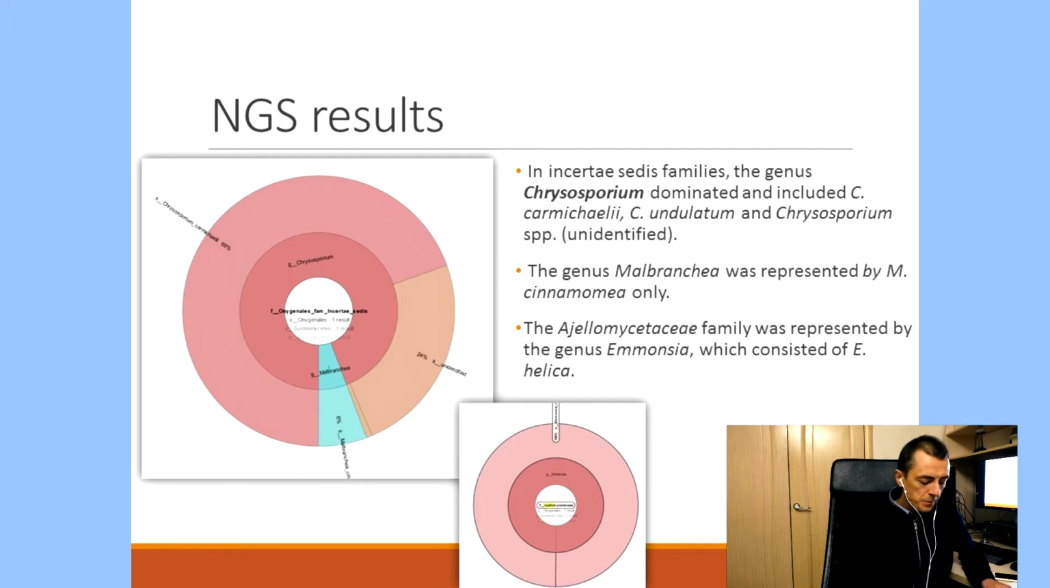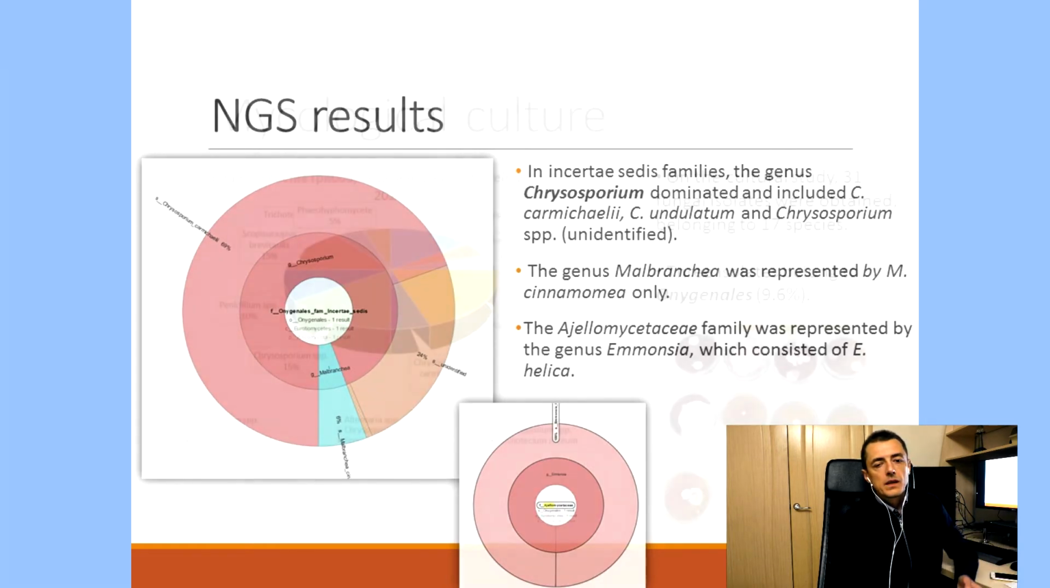So we can see a significant variety of potentially pathogenic Onygenalean fungi were detected by targeted metagenomic sequencing in a single hair sample. Next slide, please.